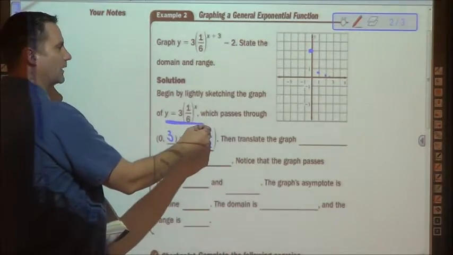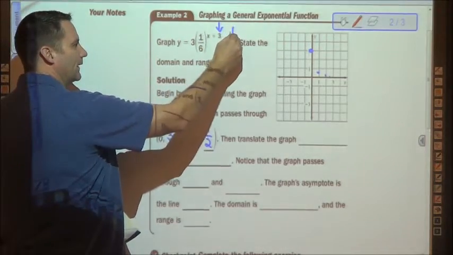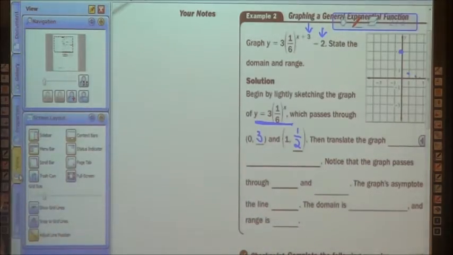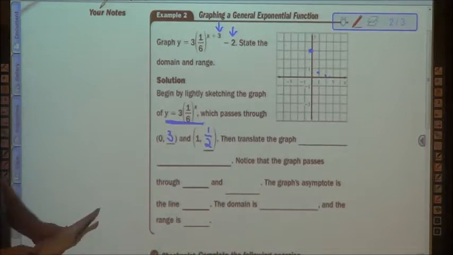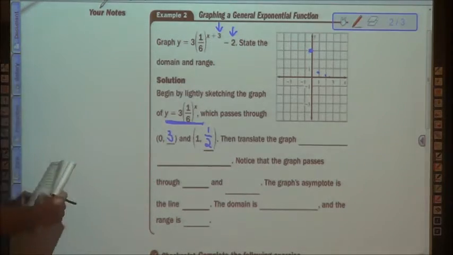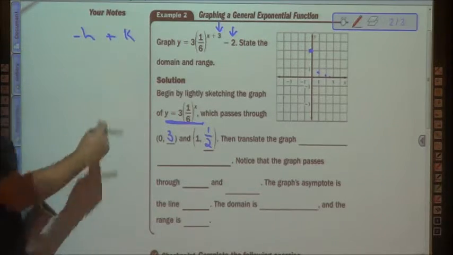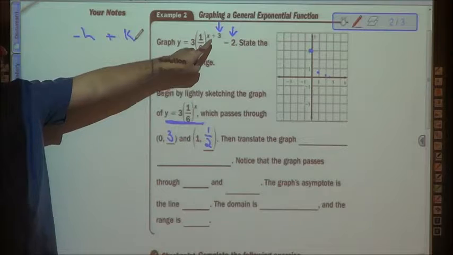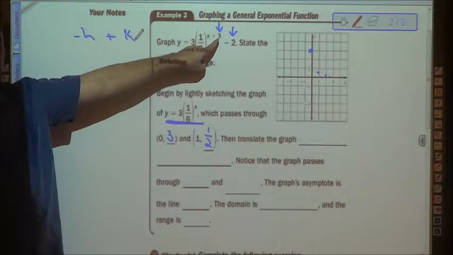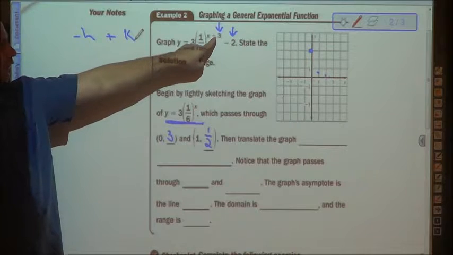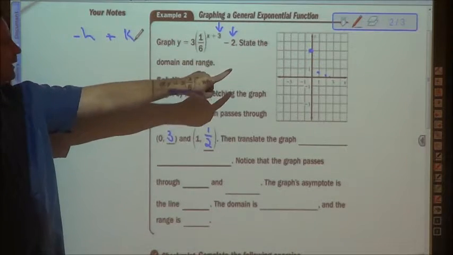That's not the function we're graphing, but I can use those points, and then the h and the k, to translate those points over to get the graph of this. So if it's minus h and plus k, what is h? It's -3 because it's always the opposite of whatever h is. So I'm going to move 3 units to the left because h is -3. And what is k?